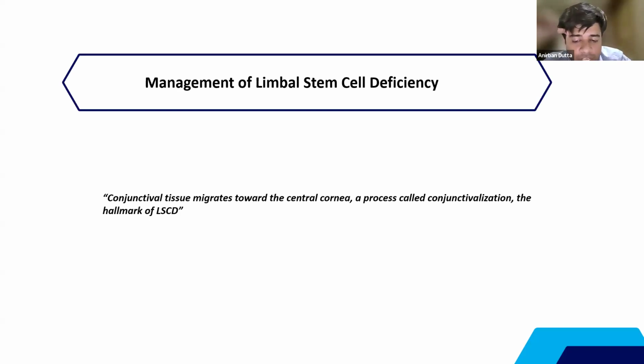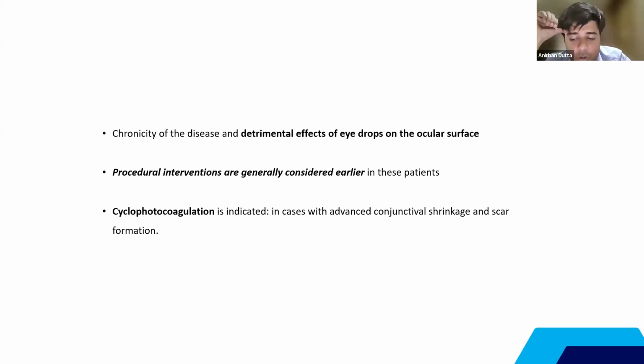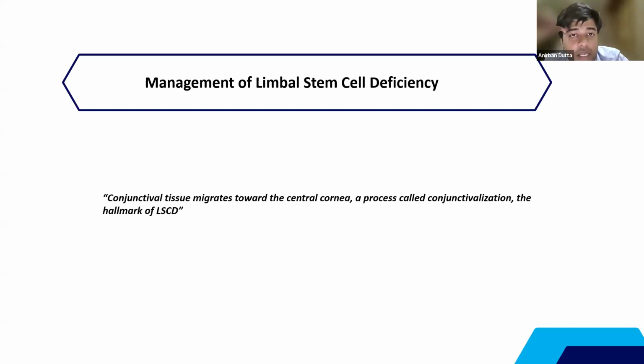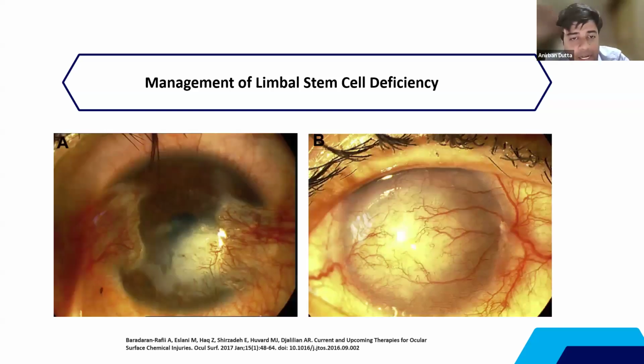So we have dealt with two of the chronic sequelae, the symblepharon and glaucoma. Now we come to the third chronic sequelae, which is limbal stem cell deficiency. Once you have limbal stem cell deficiency, the corneal epithelial cells cannot be regenerated. So the conjunctival tissue now migrates towards the central cornea in a process called conjunctivalization. This word, conjunctivalization, is the hallmark of LSCD.